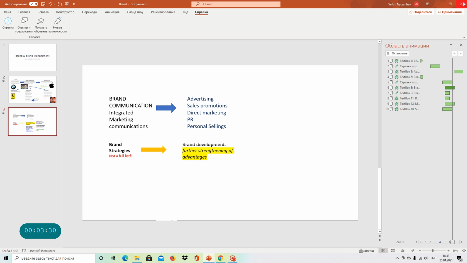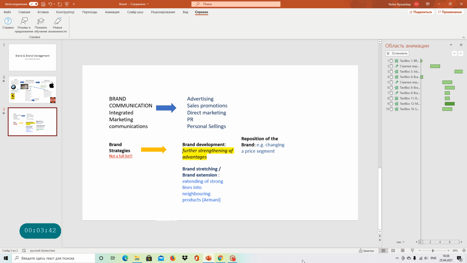I have to make a note that this is not a full list, but one of the first strategies we are going to consider is brand development. We want to further strengthen our advantage. We want to develop our brand. With brand stretching and brand extension, we're extending our strong lines into neighboring products, like Armani does with their perfume, their clothes, their fashion accessories, and so on.